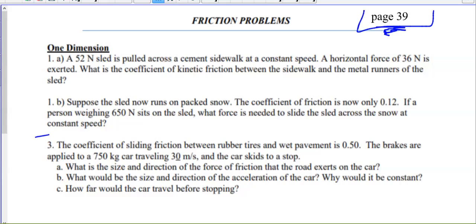Such is life. I believe there are possibly 5 to 6 questions in 1-dimension friction, and I'll make a video for 2-dimension friction. In other words, what happens when you're on an inclined plane.